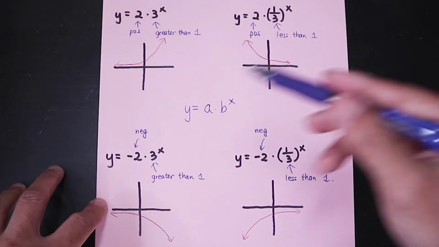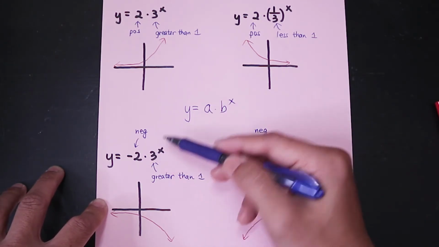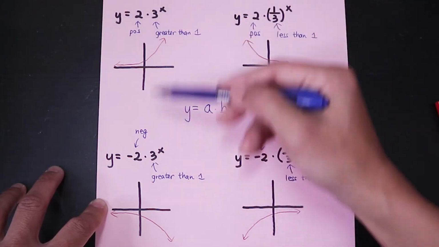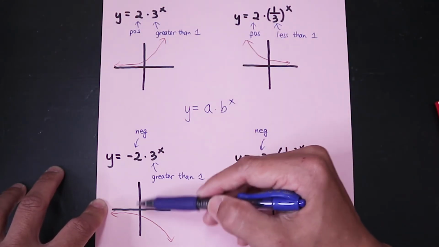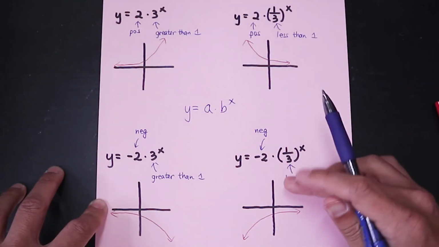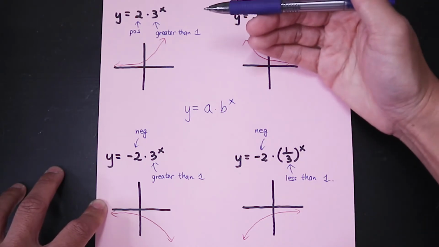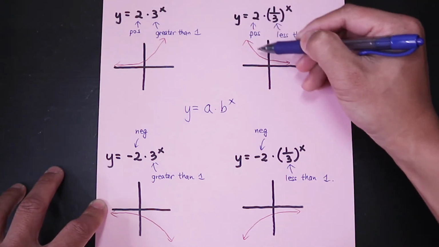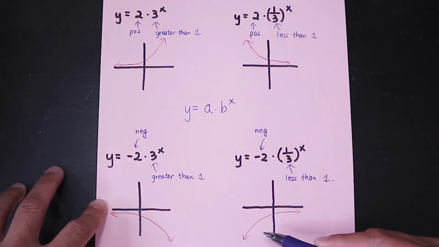Then next, if your a is negative, but your b is greater than 1, it's just like a reflection. Look at these two graphs. This is positive 2, above the x-axis. This is negative 2, below the x-axis. It's like a water reflection. Likewise, on the last example, look at these two. When the a is positive, it's above the ground level, and it's like a roller coaster going down. But when a is negative, it's a reflection.